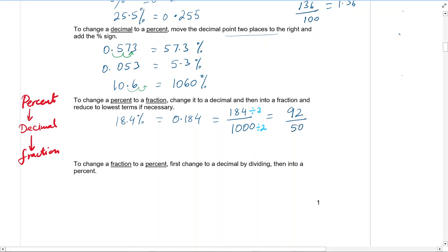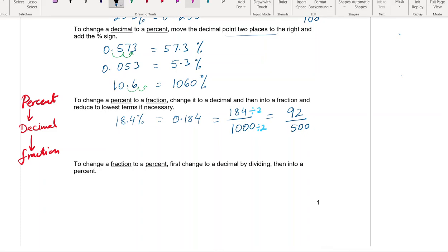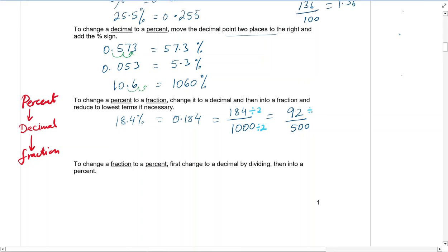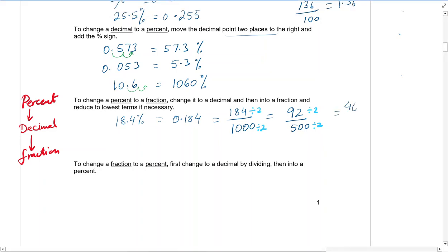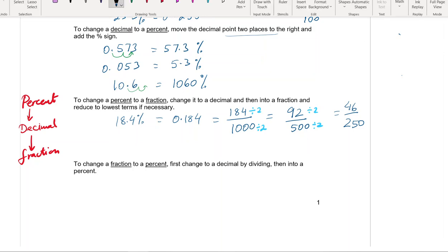92 divided by 500, and we're going to keep reducing further until we can't go anymore. So again even, so again you can divide by 2 and we get 46 over 250. And if you recognize that it goes with a bigger number like 4 or 6 or 8 or 7 or whatever, you can use that bigger number in one step.